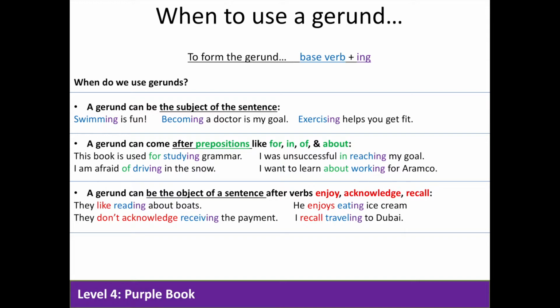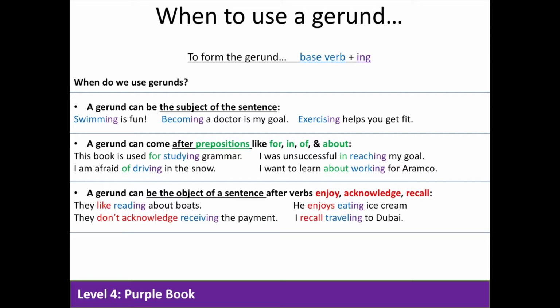To form the gerund, you need the base verb plus ing. We use the gerund when we want to make an activity the subject of a sentence. Some examples: we have swimming is fun. Again, here we have the verb swim plus ing to form swimming. Well, this becomes a noun, so we can use it as the subject of a sentence.